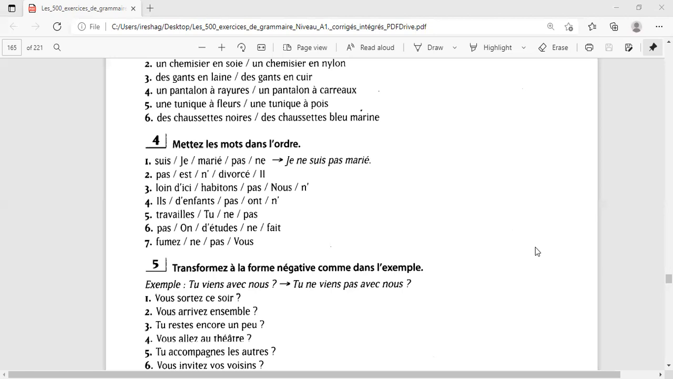Then, ils n'ont pas d'enfants. They don't have children. Fourth one: Tu ne travailles pas. You don't work.